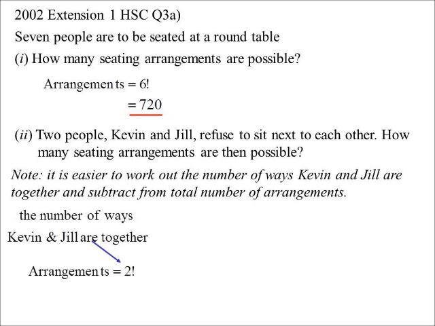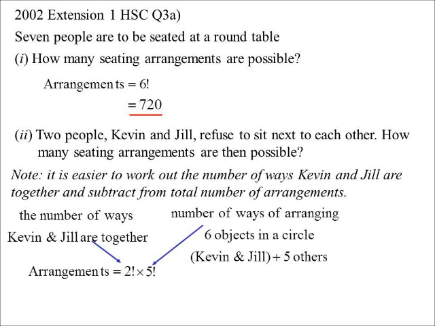So Kevin and Jill, they want to be together. 2 factorial for arranging Kevin and Jill. So they're now like one person. So we will now multiply it by 5 factorial, because we've now got our group of 2 plus another 5 people, which gives us 6 objects, but we're placing them in a circle, not a line, so it's 5 factorial. That gives 240.